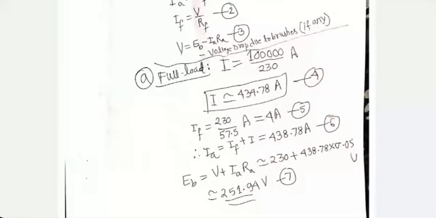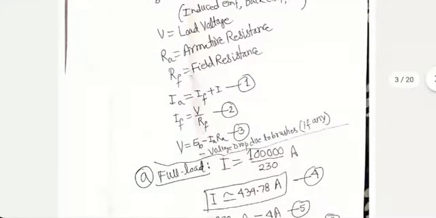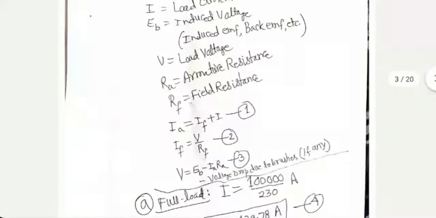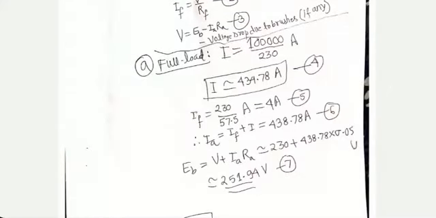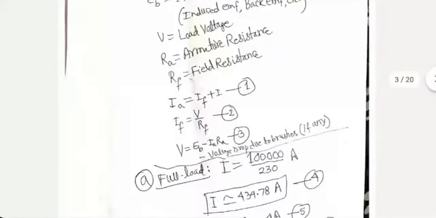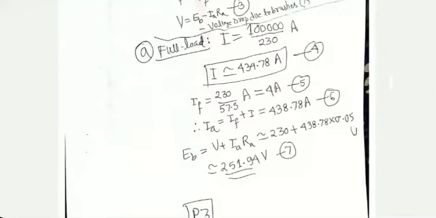Now back EMF is V plus IARA based on this equation. We have been given no information on brush effect, so ignore it. So EB is V plus IARA. IA is 438.78 amperes. RA is generally very small compared to RF. RA is 0.05 ohm. So you plug in all the values, you get back EMF as 251.94 volt. Please double check all these calculations once you get the document.